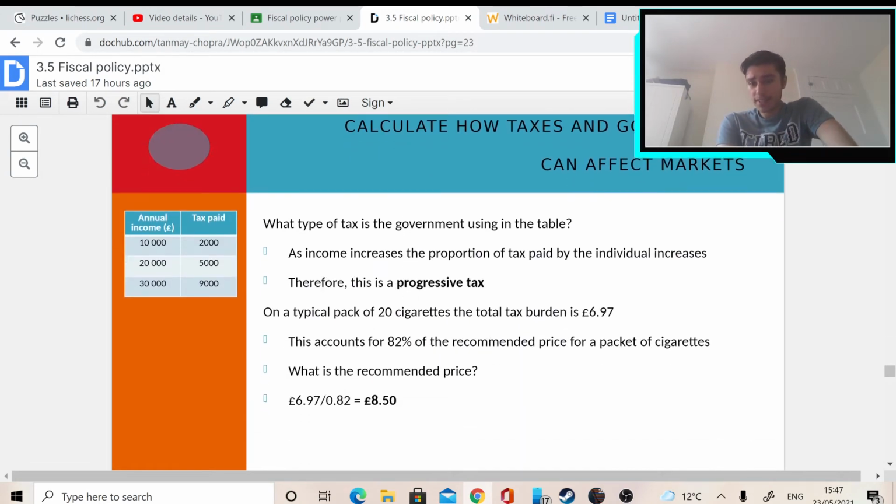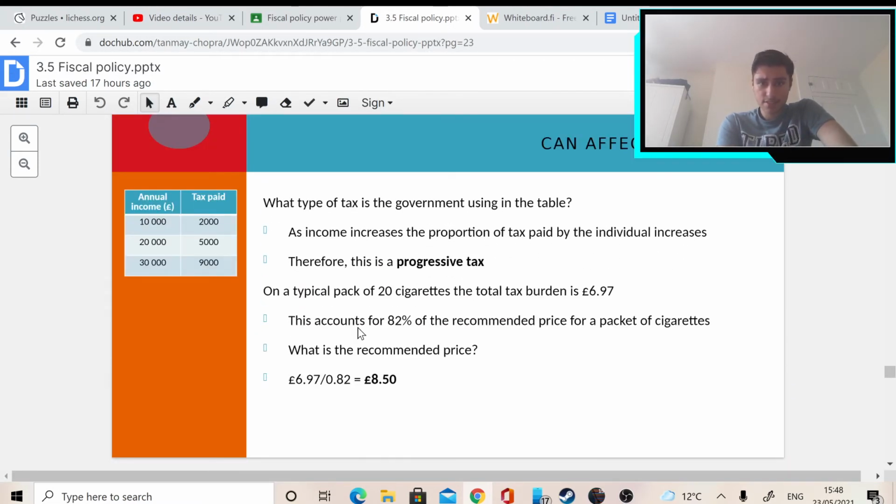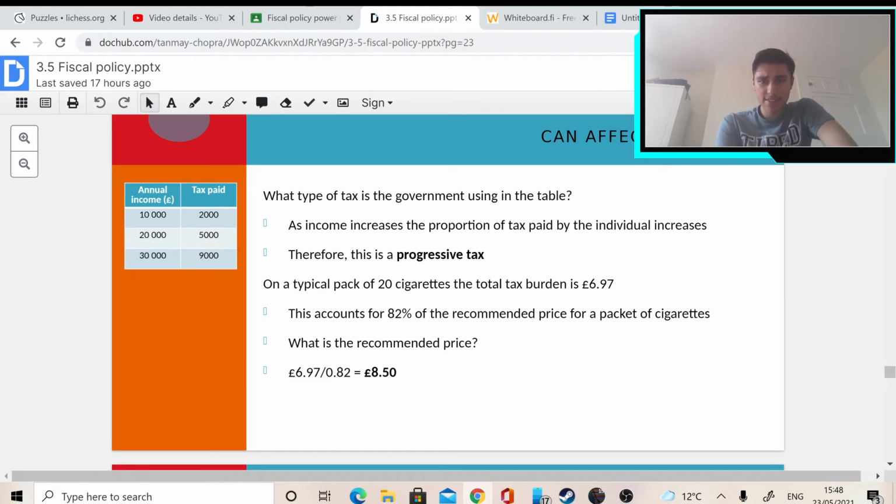So this is how it is, but it's not as easy. These are just some calculations. I think most of you would know it. Just give it a read if you don't.